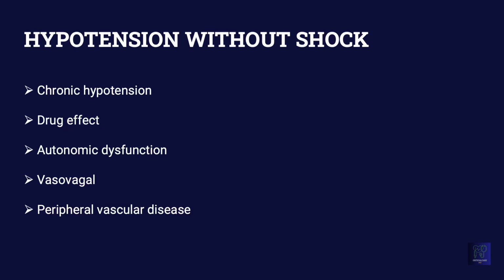Hypotension can exist without any features of shock, and there are several examples for this. Some people just live at a low blood pressure, or it can be drug effect like antihypertensive medications or some of the cardiac medications. Autonomic dysfunction and vasovagal episodes can also lead to hypotension without features of shock, and peripheral vascular disease can also lead to low blood pressure.